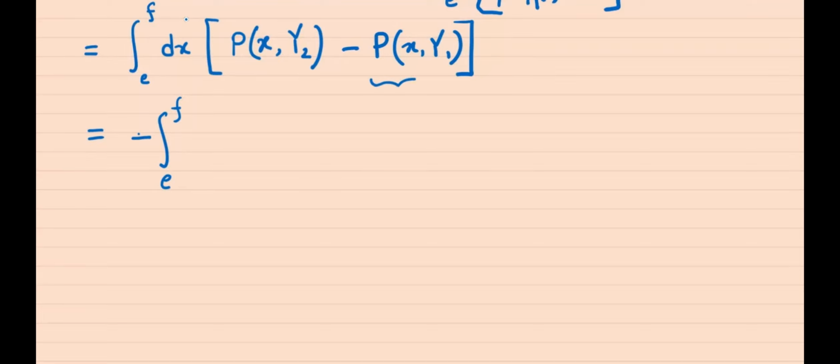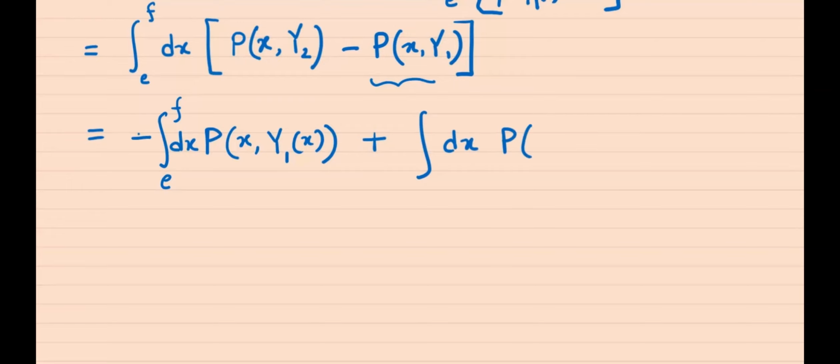So I'm going to write the second term first, and so I have p of x comma y1, right? So this is also a function of x, right? And then the next term is just simply plus, oh wait, I have forgotten to write dx. So I have dx p of x comma y2 of x, right? So once again, this is going to be from e to f.